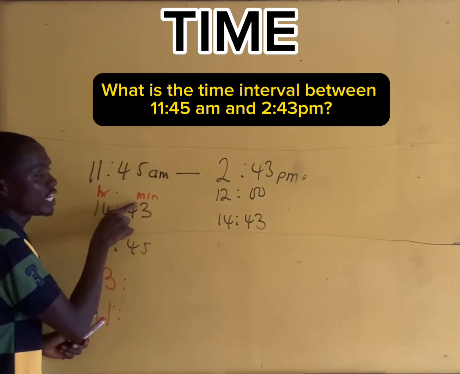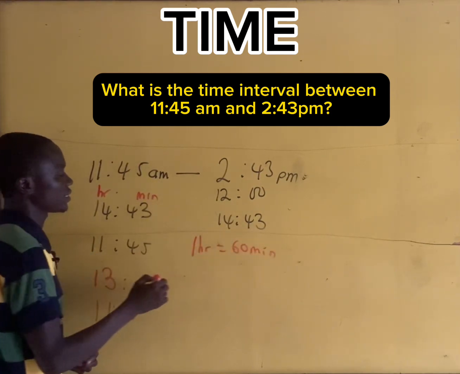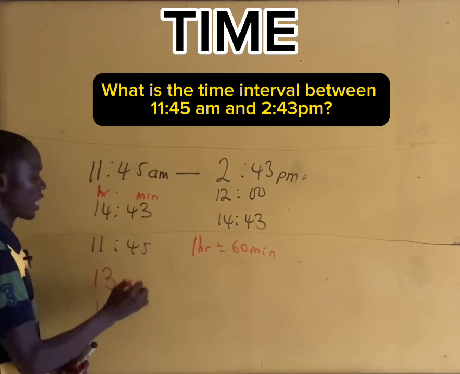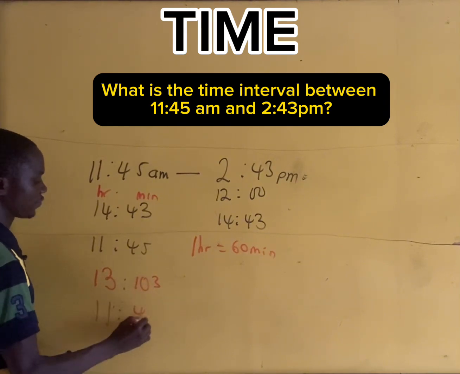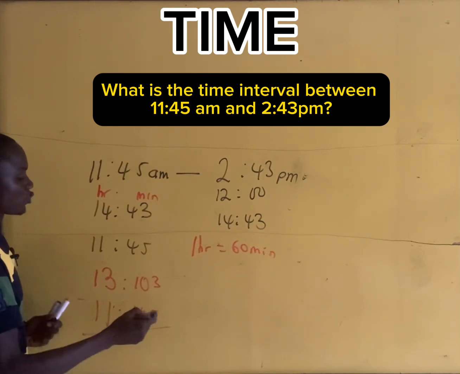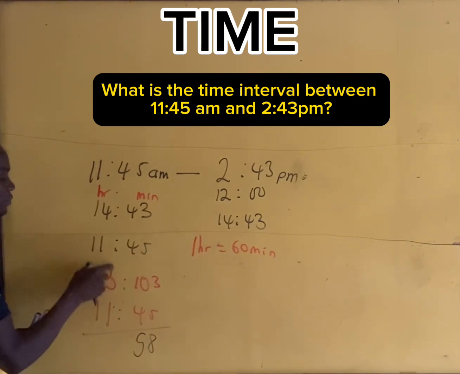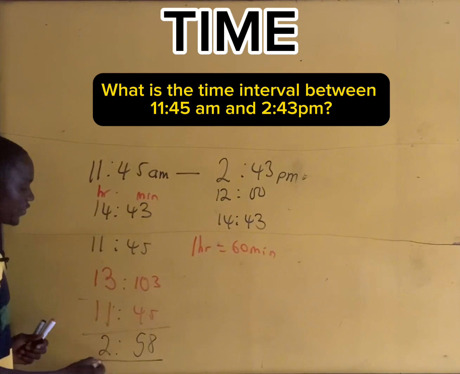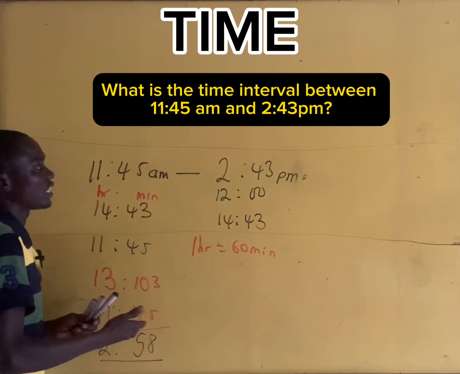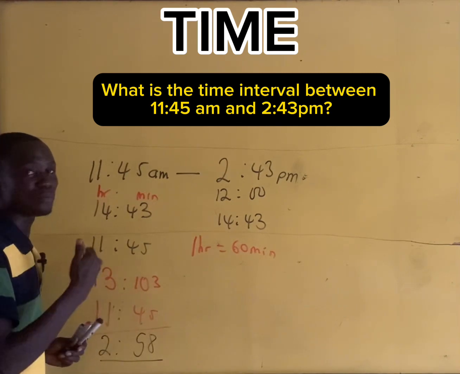But 1 hour going to the minutes is 60 minutes because 1 hour equals 60 minutes. So if I send 1 hour here, it means I'm going to add 60 to this. So if I add 60 to this, I'll have 103. Then there is 45. So let's do the subtraction in a very simple way. Okay. So if I subtract 45 from 103, I'll get 58. And if I subtract 11 hours from 13 hours, I'll get 2 hours. So this is simply 2 hours, 58 minutes. So the time interval between 11:45 a.m. to 2:43 p.m. is 2 hours, 58 minutes.